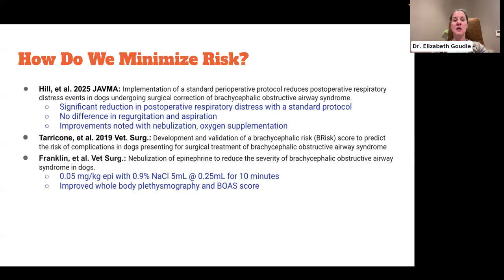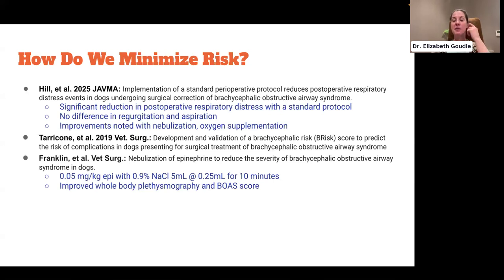So I would recommend, if you're looking for a really nice checklist, or a nice brachycephalic consent form, both of those were included as addendums in this paper. So I would definitely recommend it.